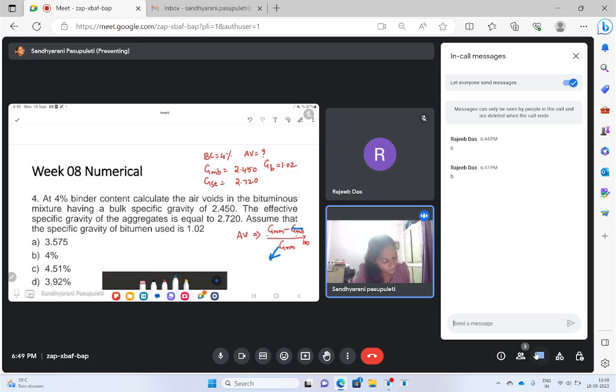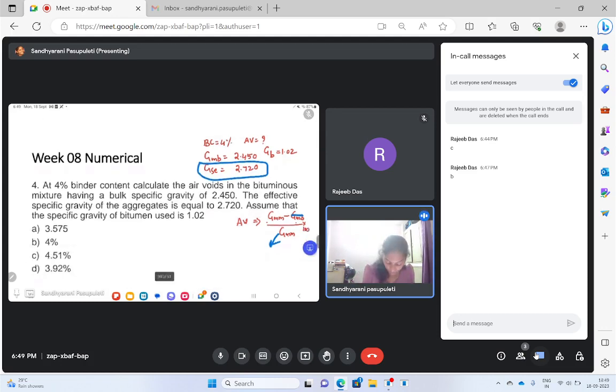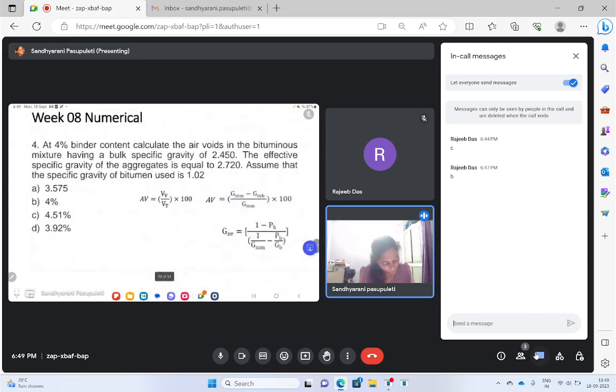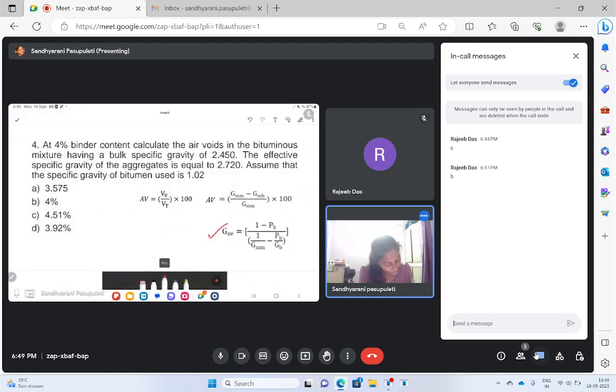GMM is not given. How do we calculate the GMM? Because the effective specific gravity is already given. So, if we know the effective specific gravity, there is a formula to calculate the GMM. If you see this equation, GSE is given, the percentage of binder is given.